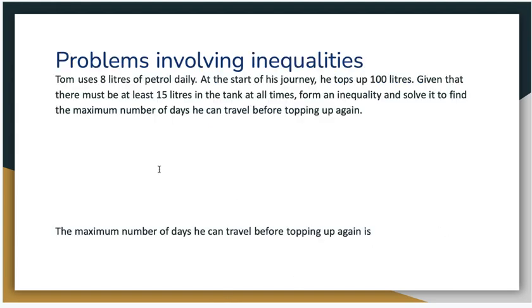Now, let us take a look at how we solve problems in inequalities. Tom uses 8 liters of petrol every day. But at the start of the journey, he topped up with 100 liters. Given that there must be at least 15 liters in the tank at all times, form an inequality. Okay, so we let x be the number of days he can travel.